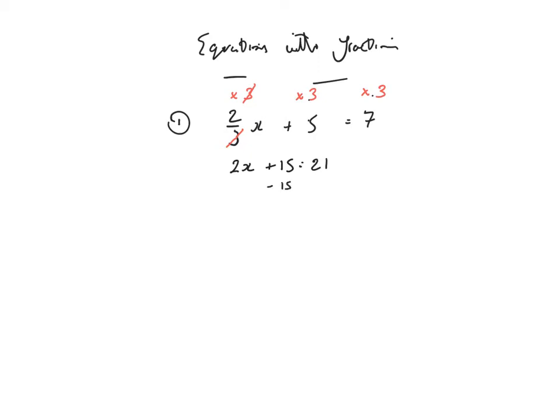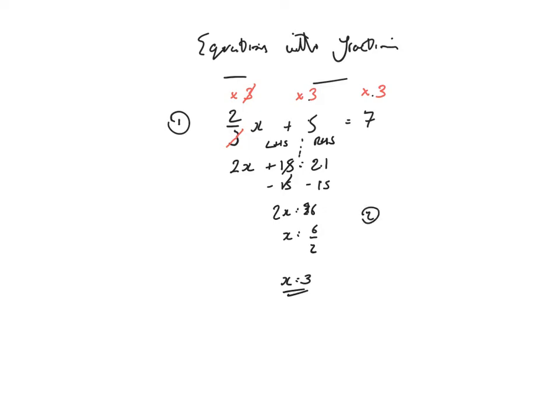It's then letters to the left and numbers to the right. And so I take 15 away from both sides. And that's 2x equals 21, take away 15 is 6. Bring the 2 down, divide. And that'll be 6 over 2, and x equals 3.